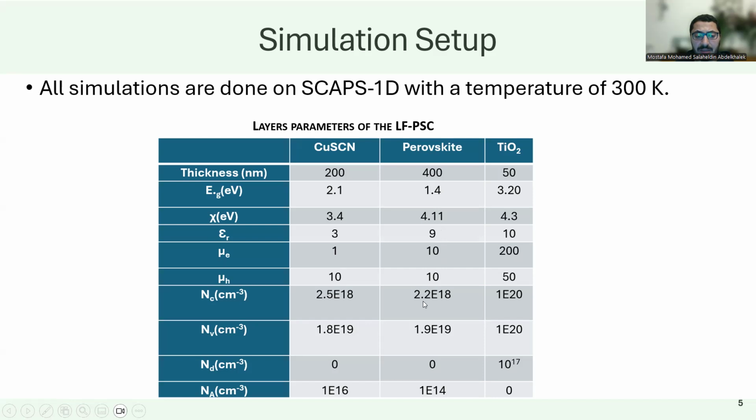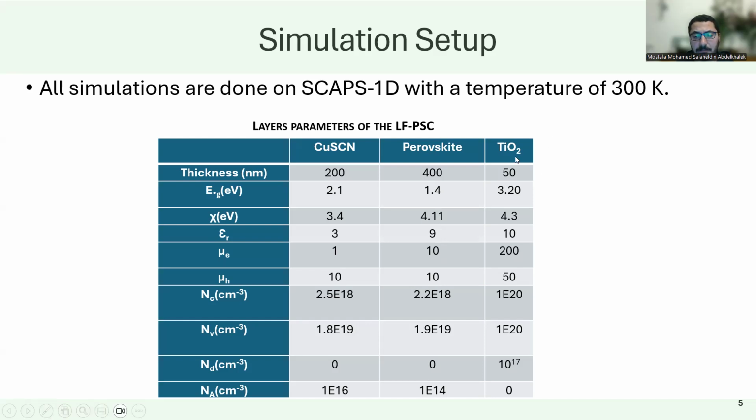The conduction band density of states is 2.2 times 10 power 18. The valence band density of states is 1.9 times 10 power 19 per centimeter cube. The doping concentration Na is 10 power 14.